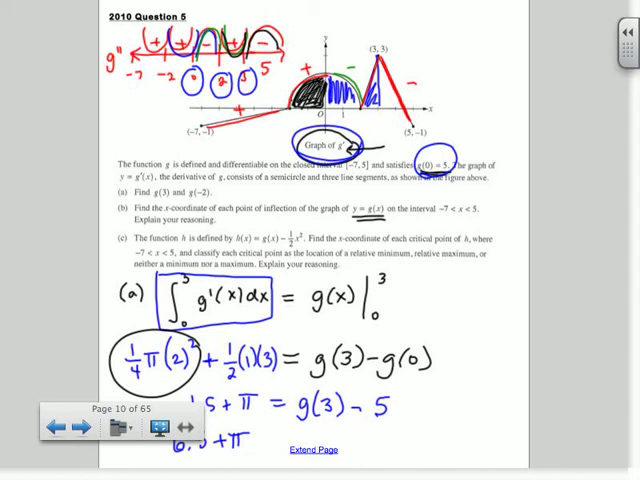A lot of people will simplify it and just say there was a change in sign at these locations, which is fine, as long as you're saying there's a change in sign of G double prime, or the slope of G prime. Make sense?